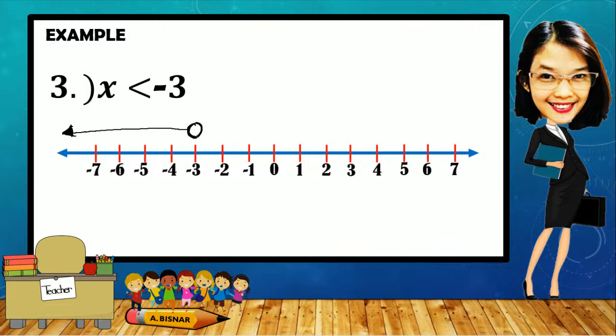And then, let's proceed. For example, in number 4, x is less than 4. So, in here, we have to identify where is 4. So, this is 4. So, again, circle with no shade because 4 is excluded. Walang shade, ha? So, since this is less than 4, what are those numbers that are less than 4?